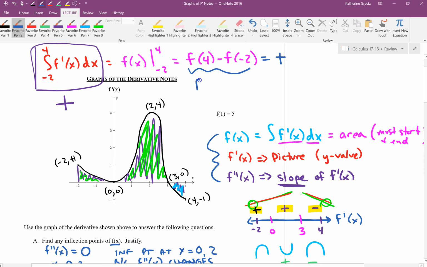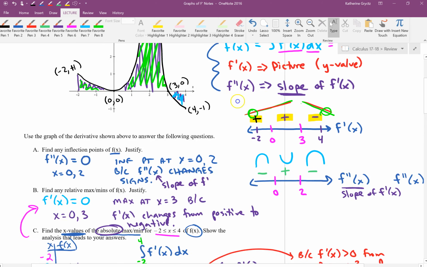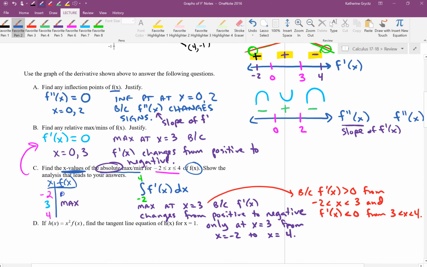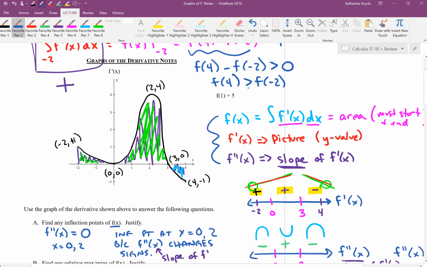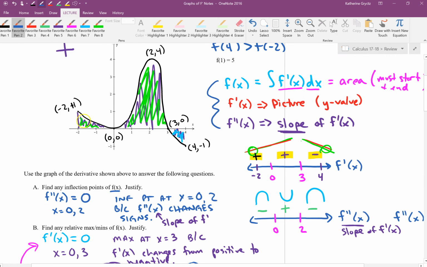Okay, and so mathematically how you would write this is f of 4 minus f of negative 2 is greater than 0, which means positive. So if you solve this, you would get f of 4 is greater than f of negative 2 by adding f of negative 2 to both sides. That's the math that you would have to show to justify that you knew that the absolute min would happen at x equals negative 2, because f of 4 has to be bigger than f of negative 2. And all this area being positive means is that you were going up all the way to 3. You were going up for all of this area, and then you just came back down just this little part.